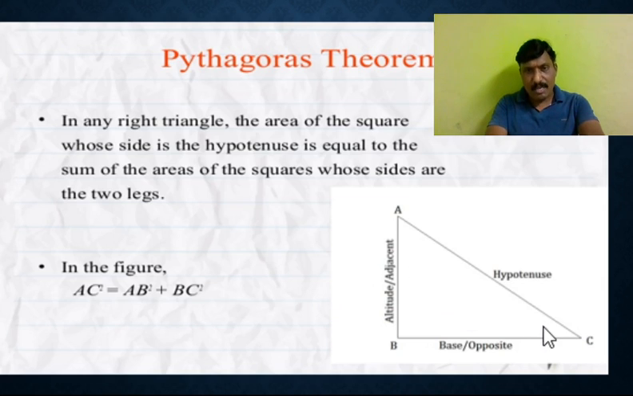So these lengths we have to substitute. If this is 3 centimeters and this is 4 centimeters, 3 square plus 4 square. This is 9 plus 16, which is 25. This 25 is AC square, so that is nothing but 5 square. So you will get this length equal to 5 centimeters. Like that we calculate the lengths of the sides of a right angled triangle.